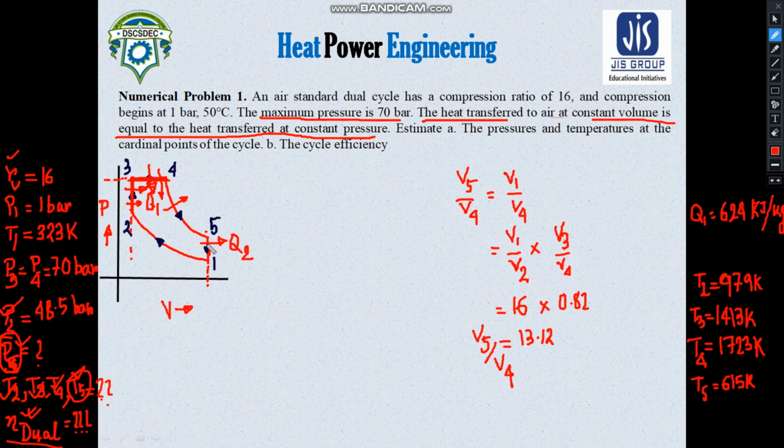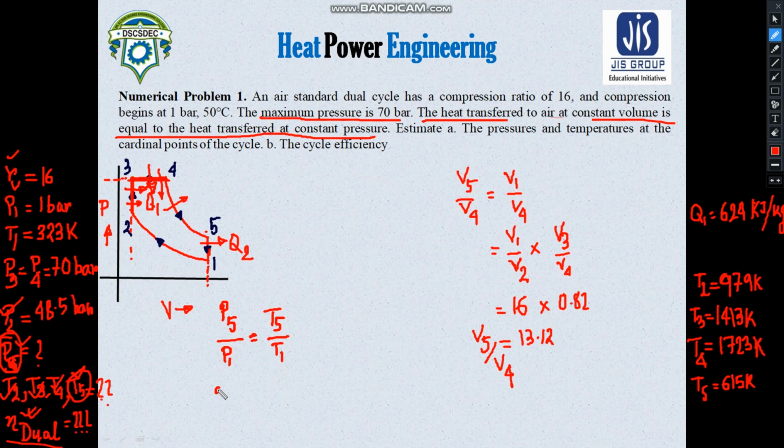So concentrating on this process, this is a constant volume process, right? So what happens? The pressure would only depend on the temperatures. So we can simply write P5 by P1. This P1 is equal to 1 bar, mind it, so there is no such importance here. So it would be T5 by T1, right?